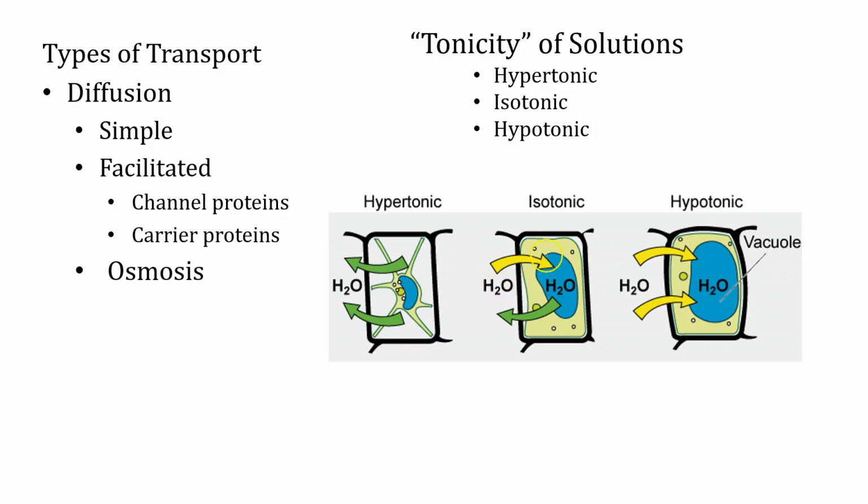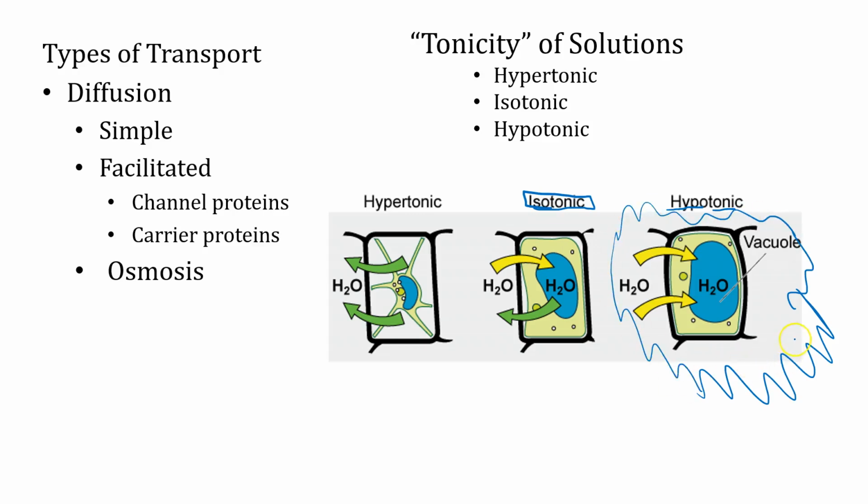If I put a cell inside an isotonic solution, nothing happens because there is no concentration gradient. There's the same saltiness inside and outside of the cell. If I put a cell in a hypotonic solution, what happens is that all of this water out here is now less salty, hypotonic, less salty than the inside of the cell. And so water is going to want to actually go into where the party is.